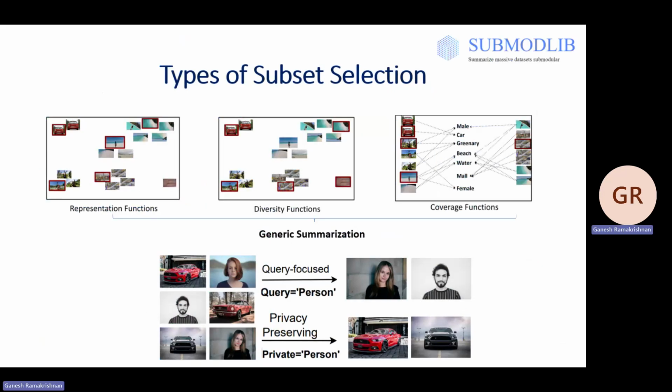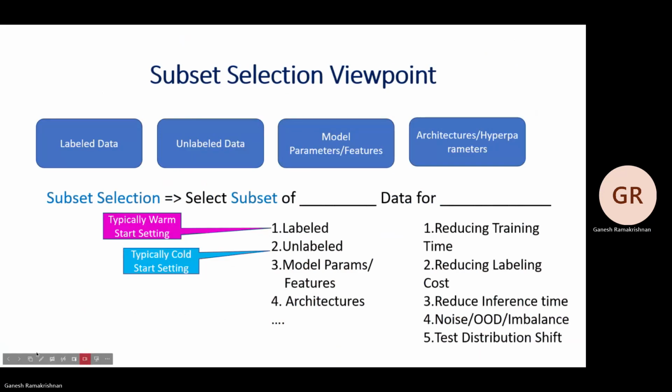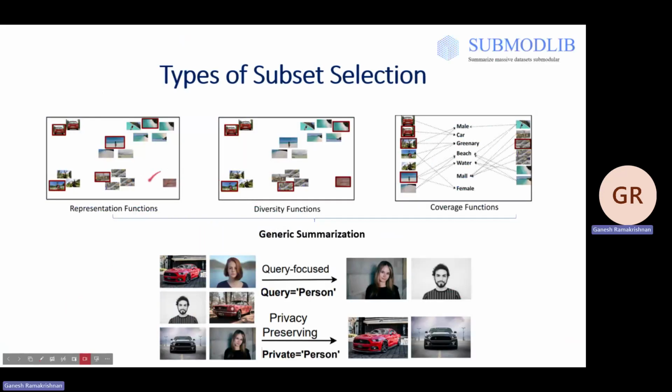Now, I think I mentioned the last time different types of functions, and we have related them to applications. For example, if I am looking for a subset of these points, exactly 5 points or 5 images that represent all images.